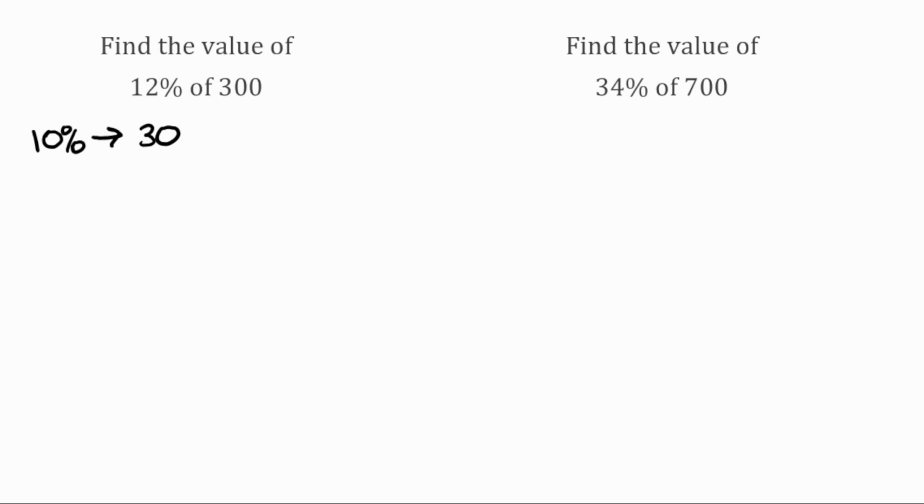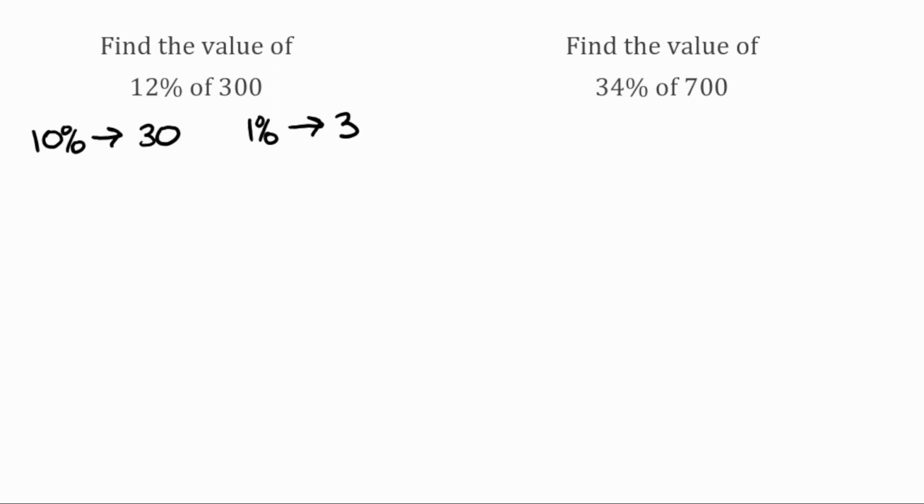We can also do that again to help us find what 1% is. Because if I divide my 10% by 10, that'll give me 1%. So 1% would be equivalent to, well, I'd just take that 30 and divide that by 10 also, and that would give me 3. So this is a really useful method. We can find 10% of any number by dividing by 10, and then we can divide it by 10 again to find what 1% is.